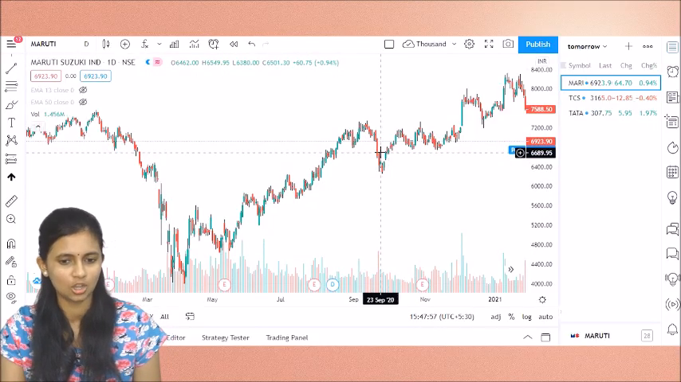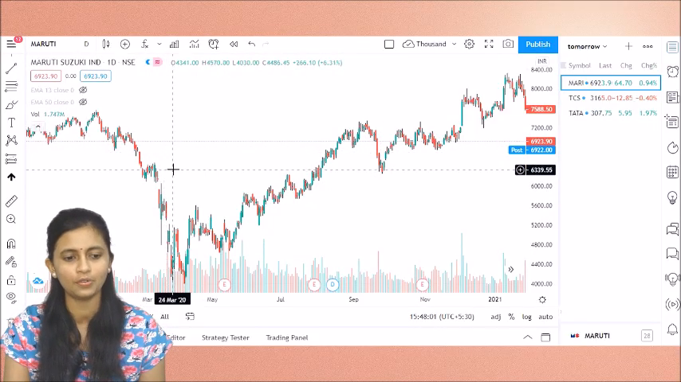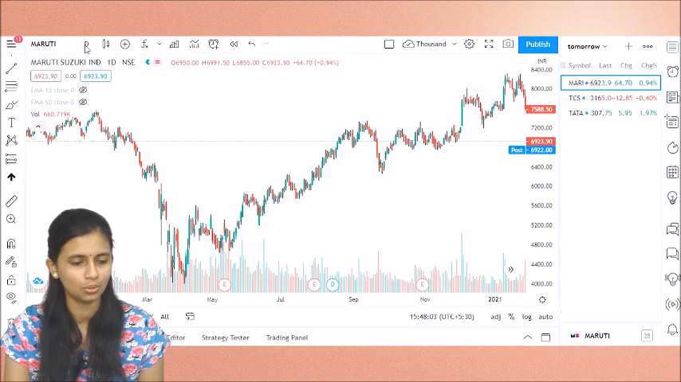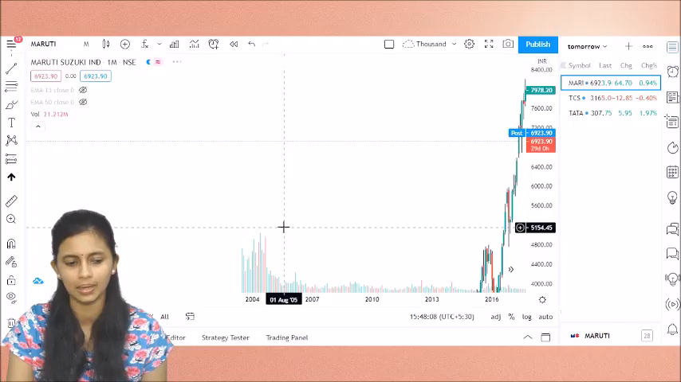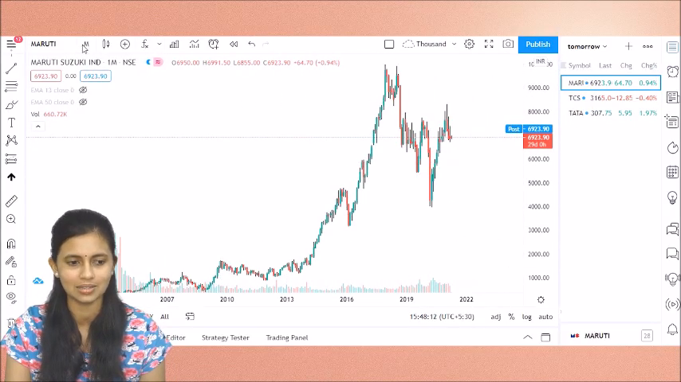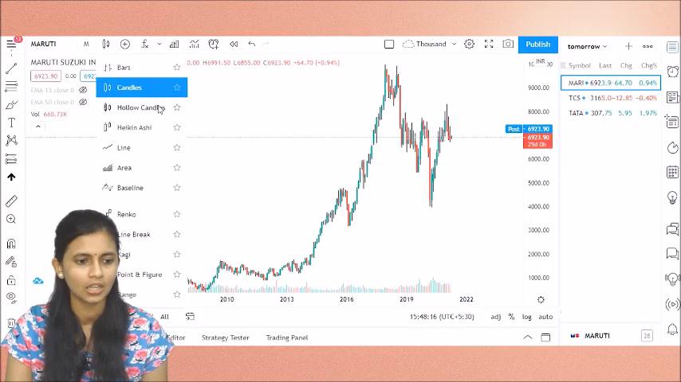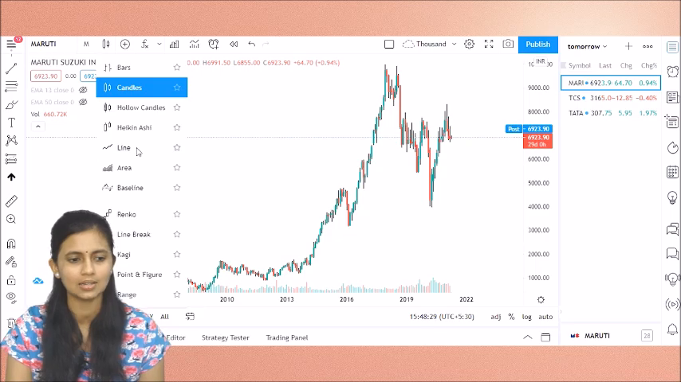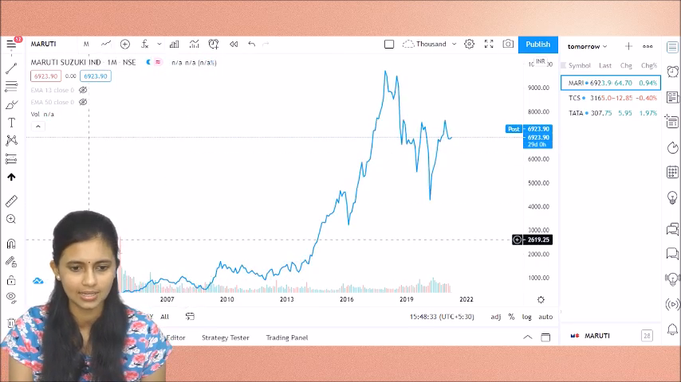Now let's quickly get in and check. I have taken the Maruti Suzuki stock for this analysis. The first thing you have to do while starting the analysis is change the time frame to 1 month. Then you have to change the candles. By default it will be in candles, right? Change that to line. So you can see these lines now.